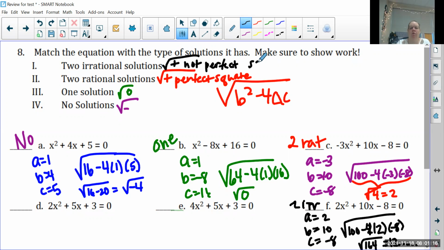Right, and those are the four options that you would be given on the test: no solution, one solution, two rational, and two irrational.